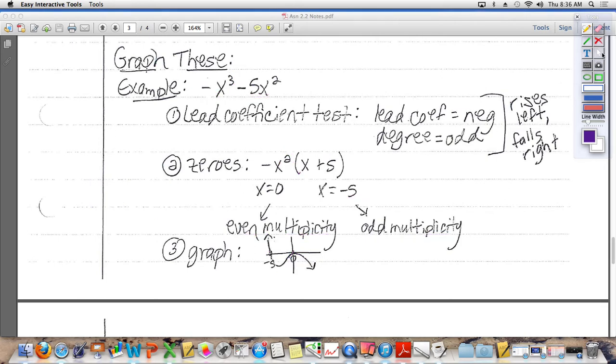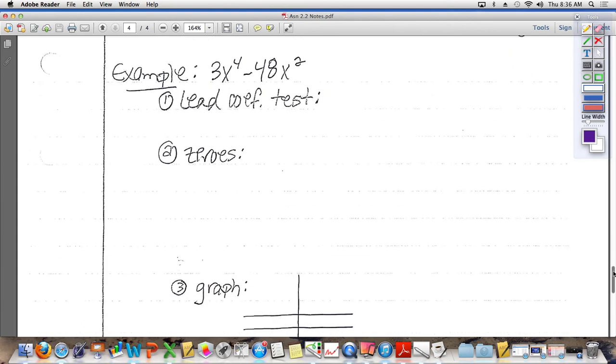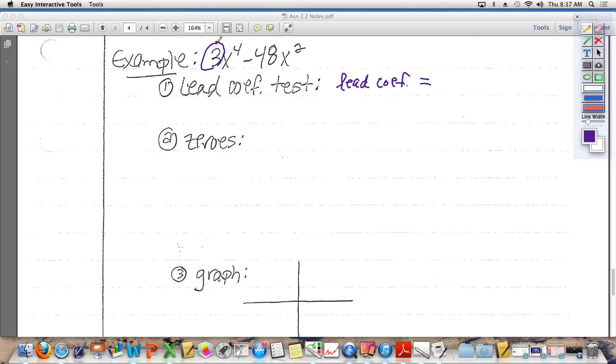You should have these examples laid out in your notes right now. Lead coefficient test tells us to check two things. What two things do we need to check? You have to check the lead coefficient. We don't really care that it's 3. What do we care about? We care that it's positive. Yeah, positive. My bad. We also need to check out the degree.